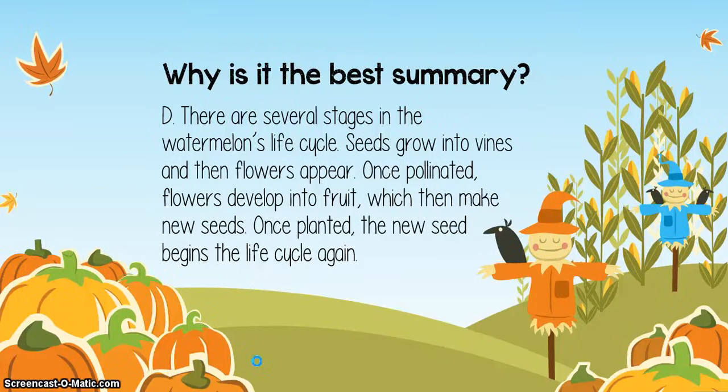So why is D the best summary? To recap, I would say that it's the best summary because it includes the main idea of each section, as we went back and checked, and it doesn't include any distracting details. Everything that was in there related directly to the main idea.